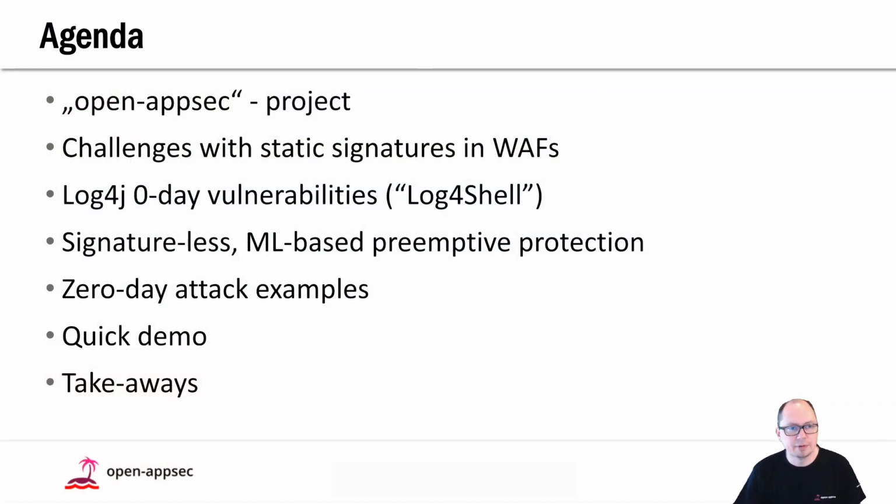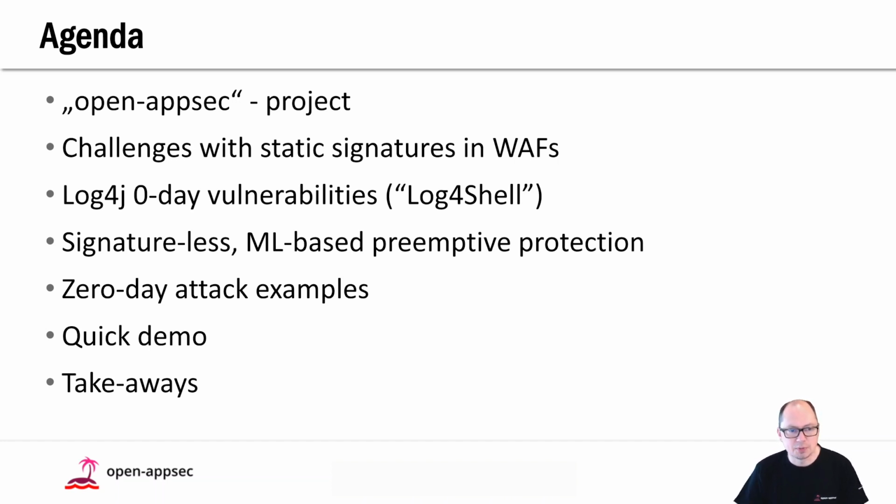We will start with a quick overview of the open-appsec project in general, before looking at the specific challenges that arise from the use of static signatures in traditional, still pretty common WAF solutions. Then we will have a look at the Log4j zero-day vulnerability series. There was a total of 3 very famous CVEs within a very short time, so we will dive into this a little bit, before checking if a signature-less machine learning-based approach might be better suited to provide preemptive protection against zero days.